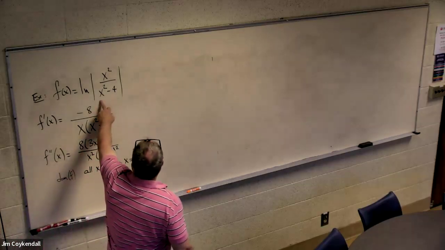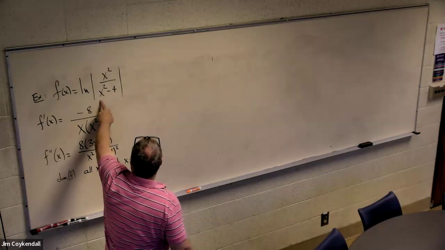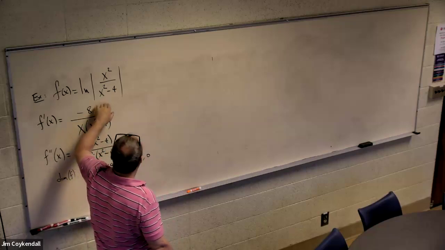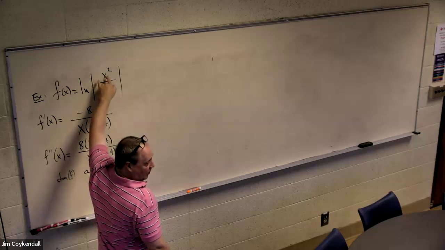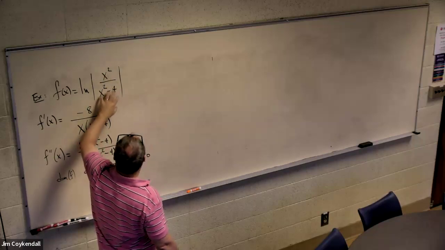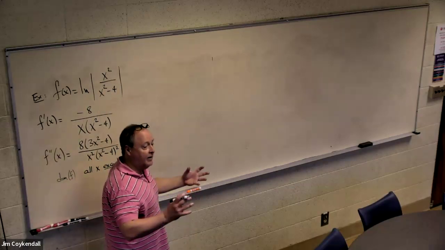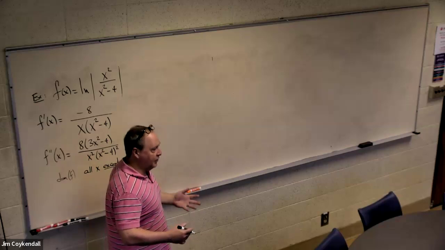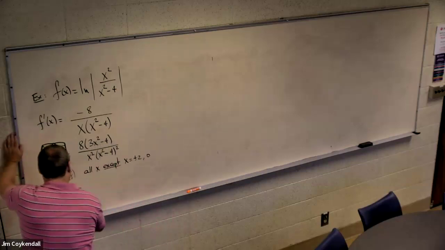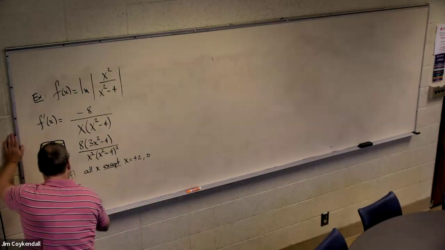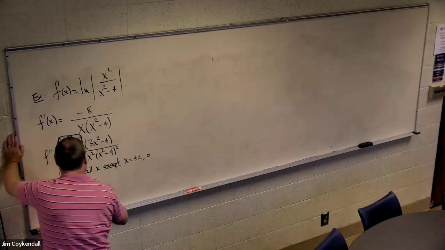Let's see what happens. Think about what happens when x goes to plus or minus two. This is getting close to zero, right? The numerator is getting close to four. So what's happening in this argument? It's positive, because that absolute value is very, very large. What happens to the log is that it's very, very large. So the limit as x goes to plus or minus two of f of x is equal to infinity.